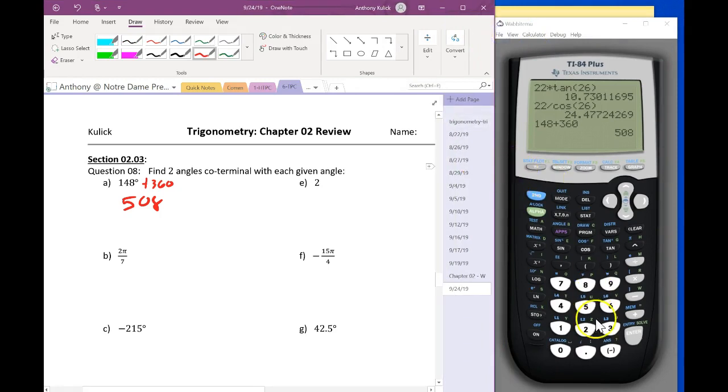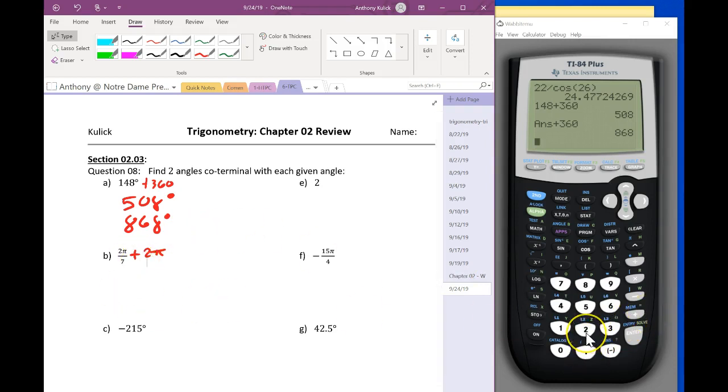Okay. And then to get another angle, I'll just add another 360, or if you were subtracting, subtract another 360. It doesn't matter. Make sure you label them as degrees, though. For B, this is in radians, so 360 in radians is 2 pi. So we're just going to be adding 2 pi each time.